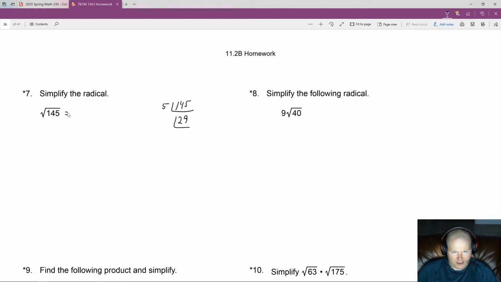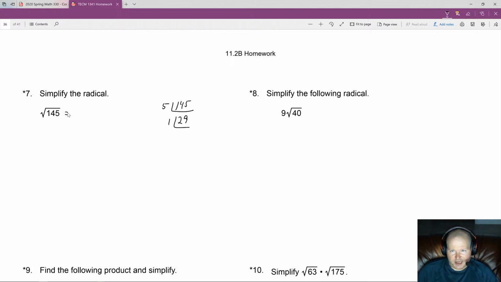Now what can I divide into 29 evenly? Well, 29 is a prime number, so that's it. Because of that, there's really not much I'm going to be able to do with the square root of 145. Now what about this one?